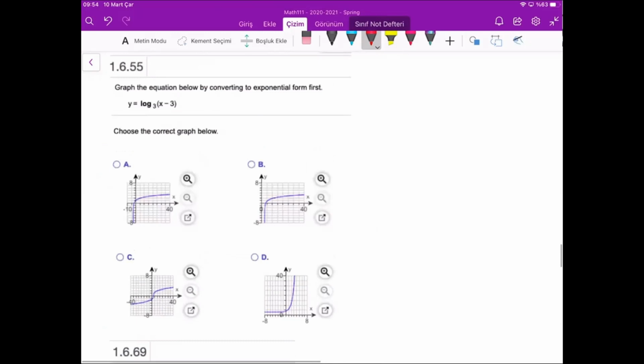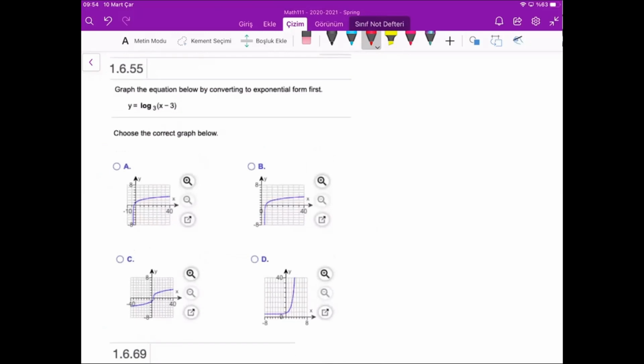Okay, let's look at this question. Graph the equation below by converting to exponential form first. Then we choose the graph. So it is an inverse function. We will use that one. So what is the exponential form? Actually, we have another alternative also, but here 3 to the power y equals x minus 3, or x equals 3 to the power y plus 3.